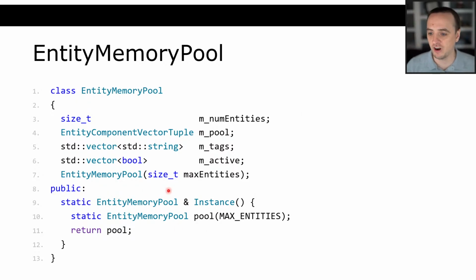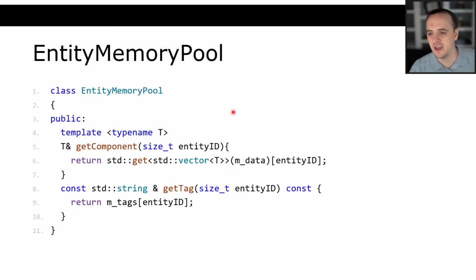So whenever we start the memory pool, maybe it could be a singleton, because we wouldn't want to have multiple memory pools. That's going to be started up with some maximum number of entities. So maybe we know that we're never going to have more than 10,000, so initialize this to be of size 10,000.